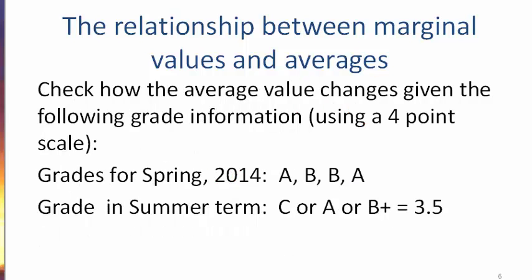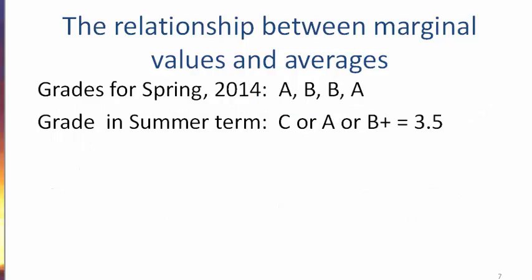So here's an example. We're going to do a quick calculation. We want to check how the average value changes given the following grade information using a 4-point scale for a GPA. I want to know what my GPA is if in the spring of 2014 I take 4 classes and get an A, a B, a B, and an A. Then in the summer term I'm going to take another class, and I want to know my GPA after that class based upon whether I got a C, an A, or a B+. And for simplicity, we'll use a 3.5 for B+ in our calculation. So let's do the example quickly here.